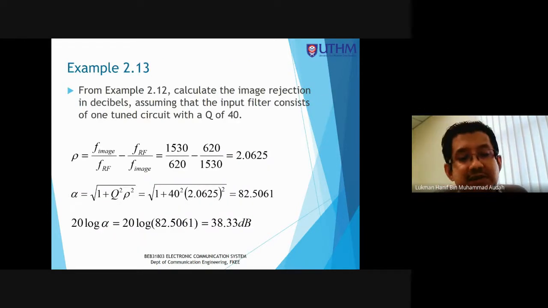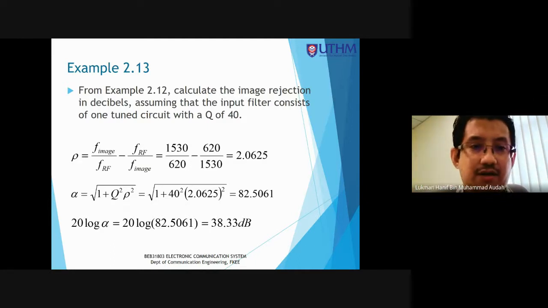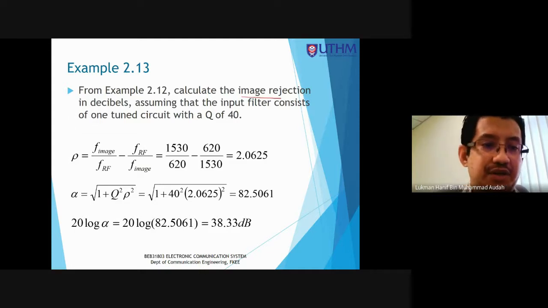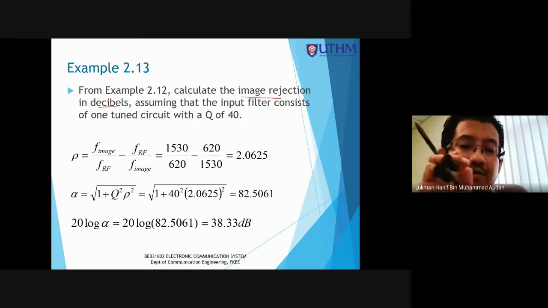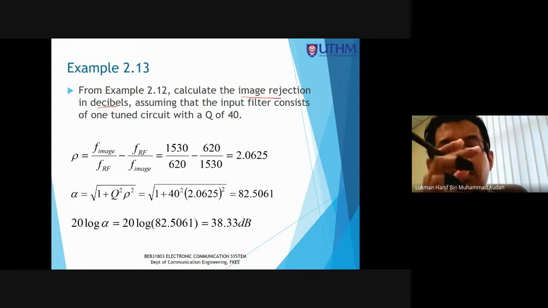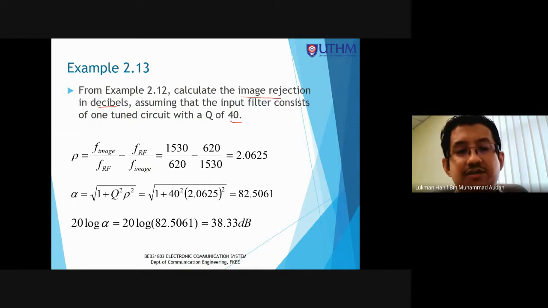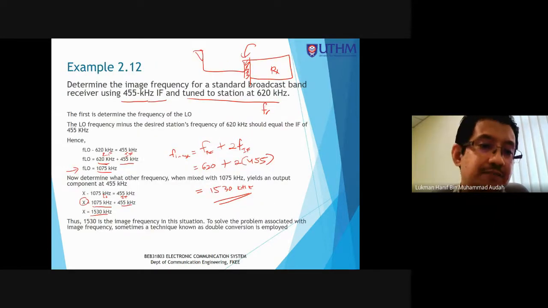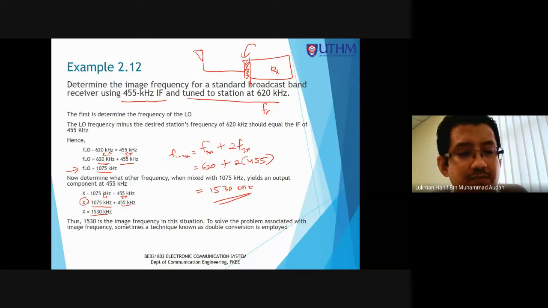Okay. Example. Let's look at the example. So this example is from the previous example. Calculate the image rejection ratio in decibel, assuming that the input filter, this is a tune circuit filter, consists of a tune circuit with Q of 40. Tune circuit ini mempunyai quality factor bersamaan dengan 40. So since this is from the previous example, from this example, we know the FRF, we know the image.